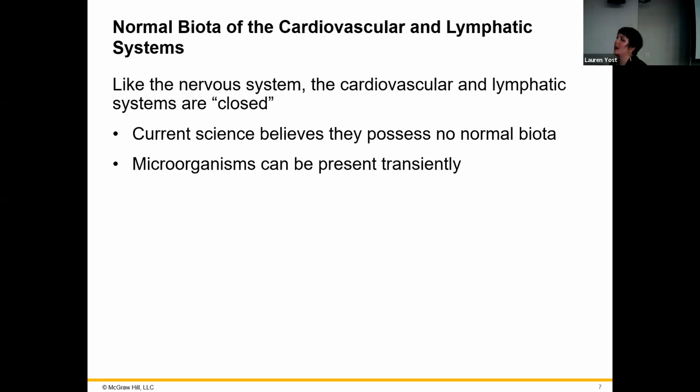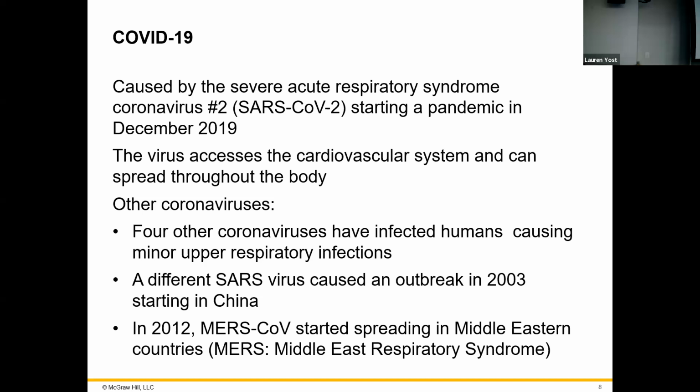Response to bacteria in the blood can lead to shock that can now become deadly if it is prolonged. I say prolonged, but it does not take very long for that to happen. All right, so again, closed system, microbes should only be present transiently while the body is clearing them out. Let's get into some of our diseases.